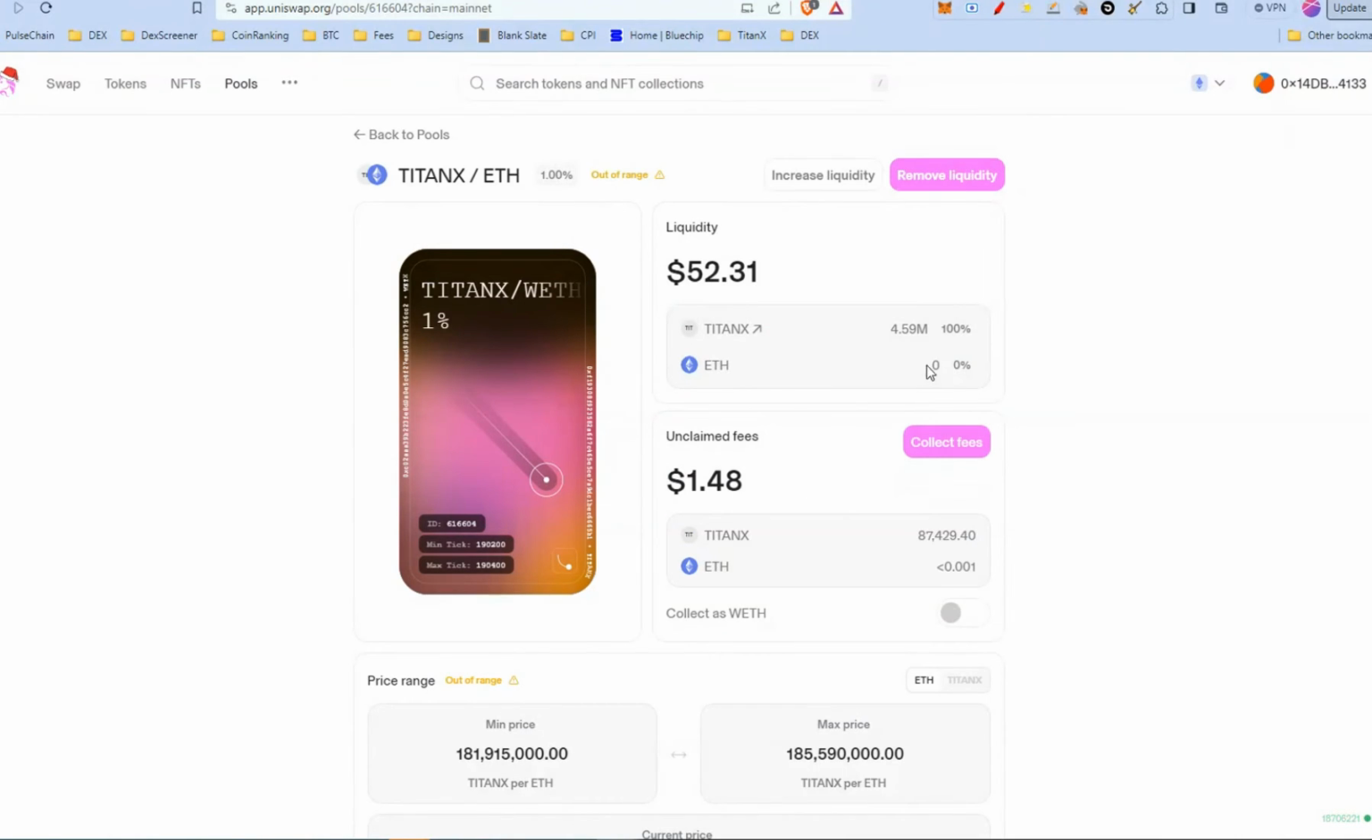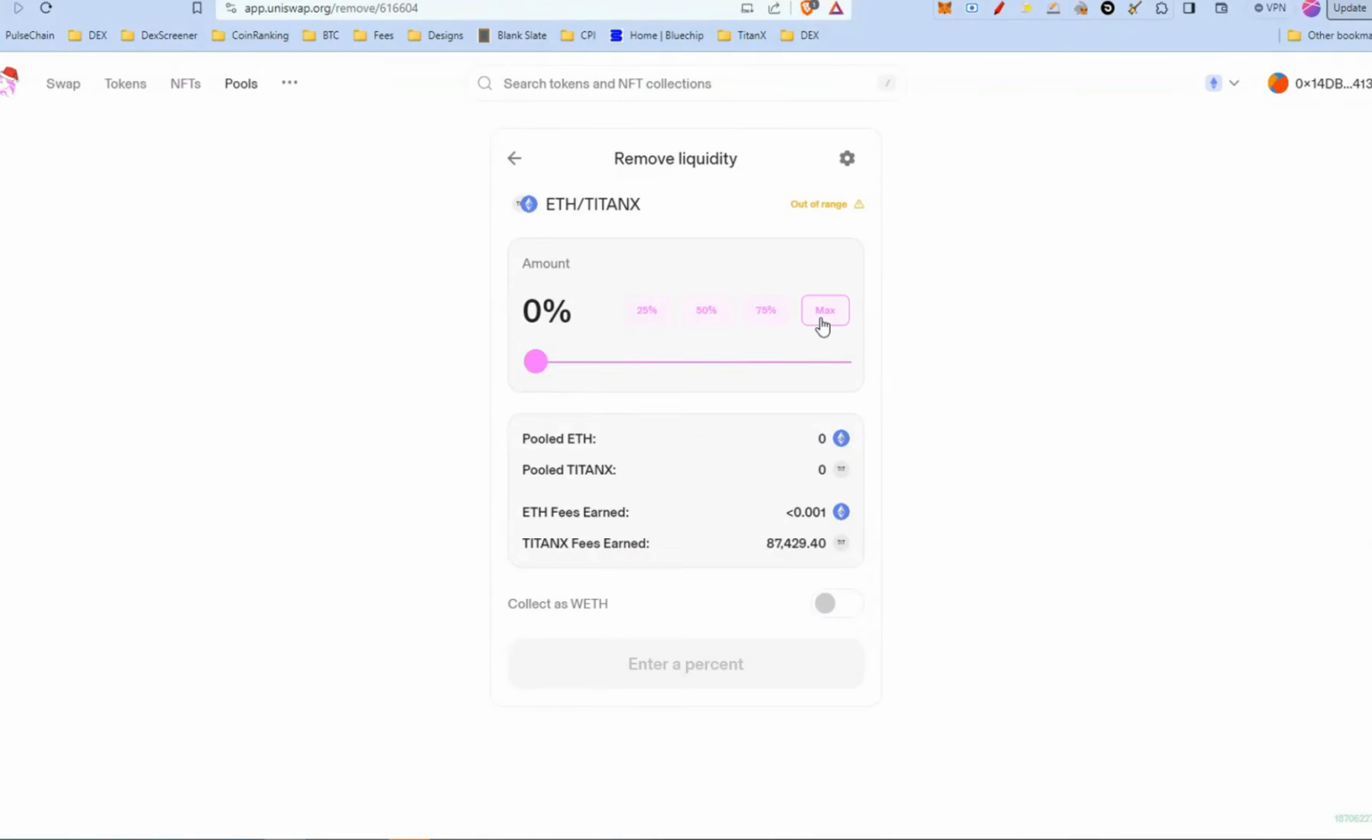As you can see, I have 0 ETH now and 100% TitanX. I will have to remove liquidity so that I don't become a liquidity provider for TitanX now. When the price changes, my TitanX will be taken and then I'll have ETH again, and obviously I'll be earning fees with that. But for now, the goal was to just get rid of the ETH and buy TitanX in that price range. So we're gonna go ahead and remove liquidity and we're gonna say max. You can also just remove lower percentages, but we wanna go max.